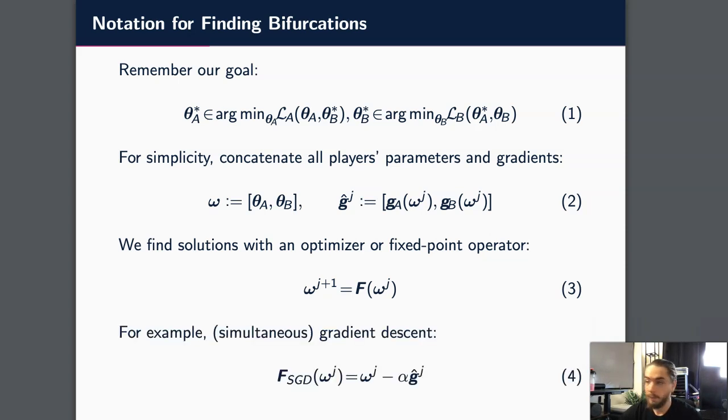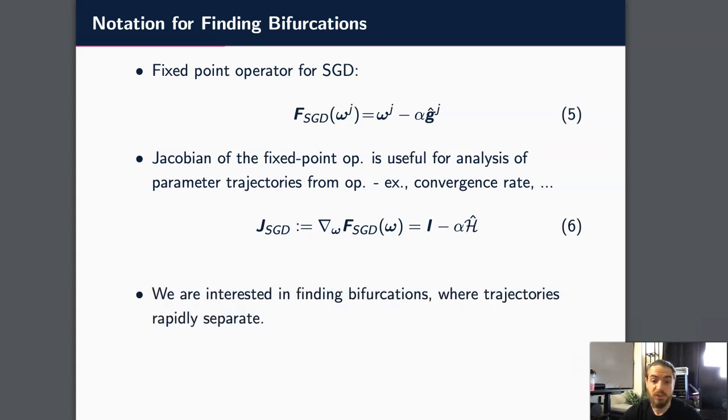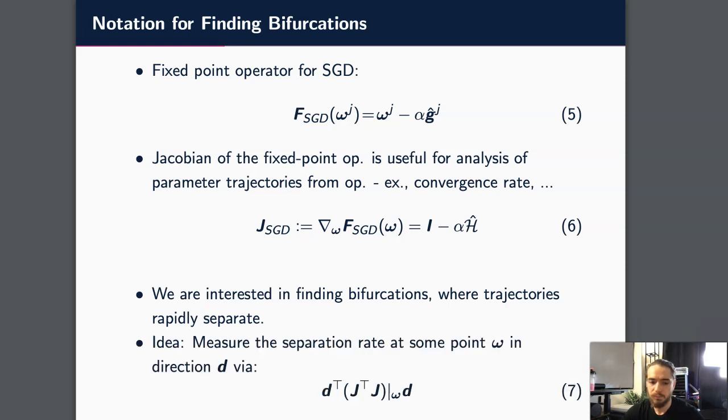We can write out the fixed point operator for various optimization methods, for example, with gradient descent, where both players update their parameters simultaneously. The Jacobian of the fixed point operator is helpful for analysis of parameter trajectories. For example, the convergence rate near fixed points is bounded by its spectral radius. We are interested in finding bifurcations where trajectories rapidly separate towards different solutions.